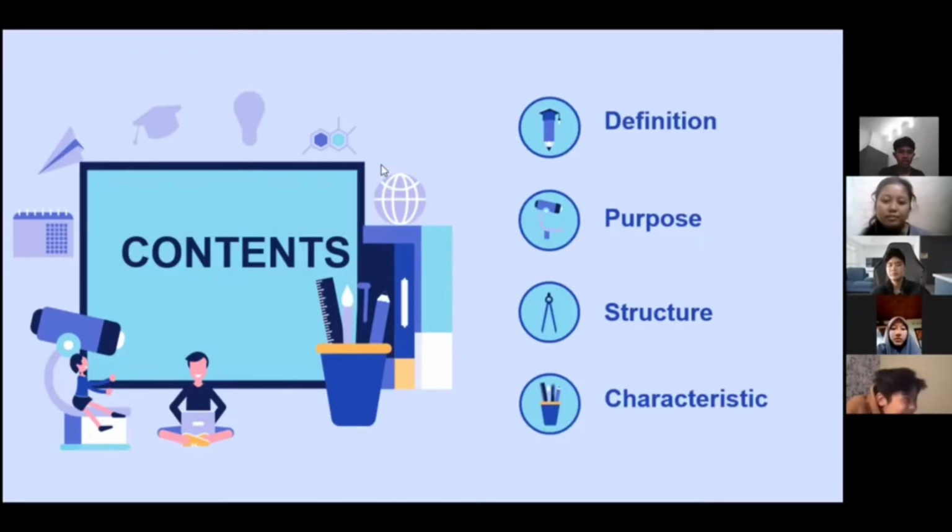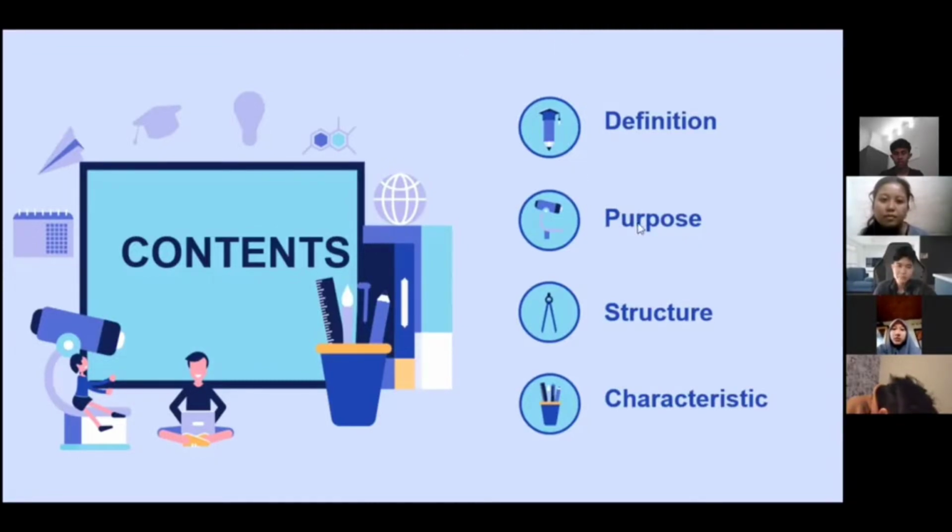In my opinion, a report text is a text that provides information related to an object, which can be an animal, place, event, or something else in general and in accordance with the state of the object. That's all from me. Okay, thank you, Bayu. The others, who wants to answer?